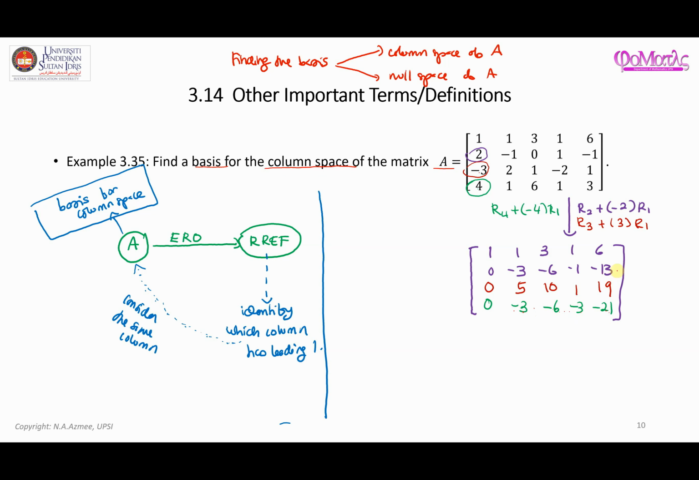So negative 1 over 3 times the fourth row. We are doing changes on the fourth row, and the result is 1, 1, 3, 1, 6, 0, negative 3, negative 6, negative 1, negative 13, 0, 5, 10, 1, 19. And here it will be 0, 1, 6 over 3 is 2, 3 over 3 is 1, 21 over 3 is 7. So that's the result that we get.